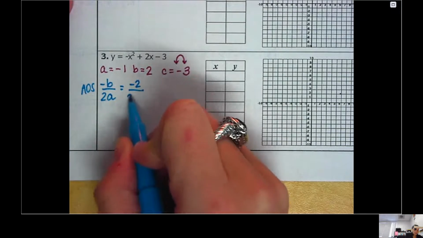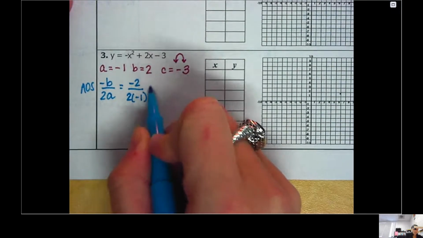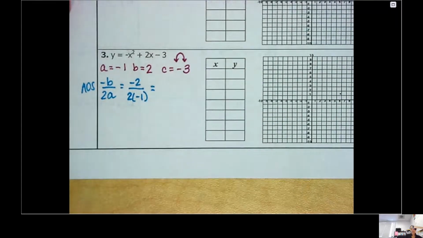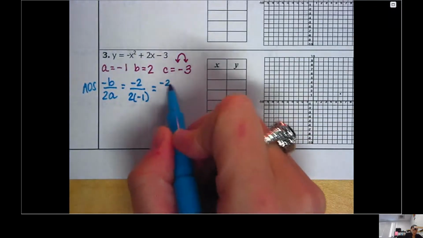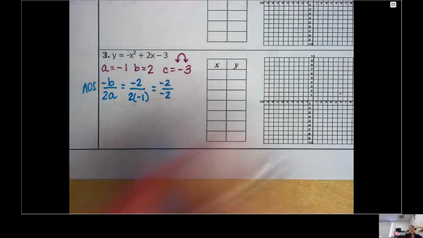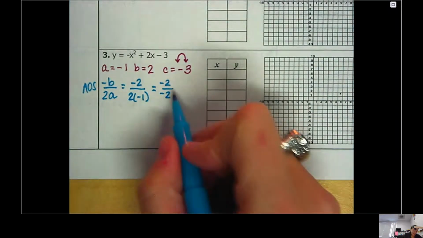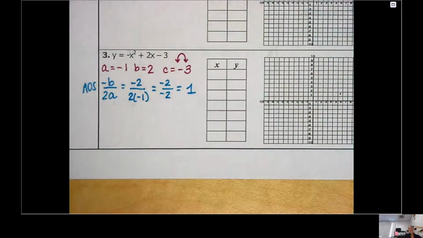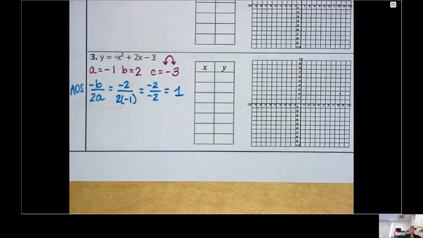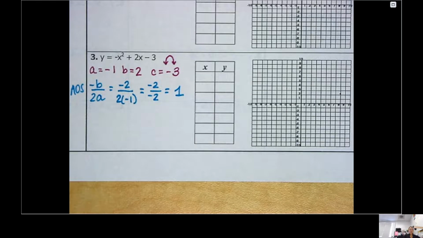Perfect. Okay. Now what? Good. And what's negative 2 divided by negative 2? Positive 1. There we go. So now we come to our graph. At positive 1, we put a vertical line.